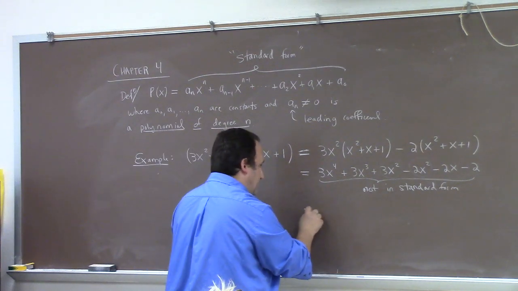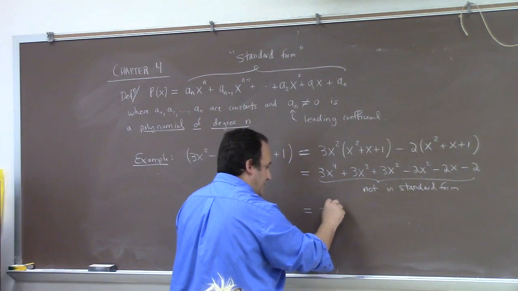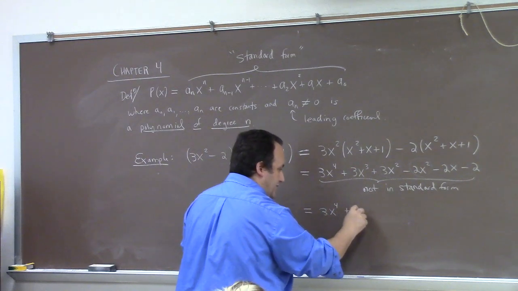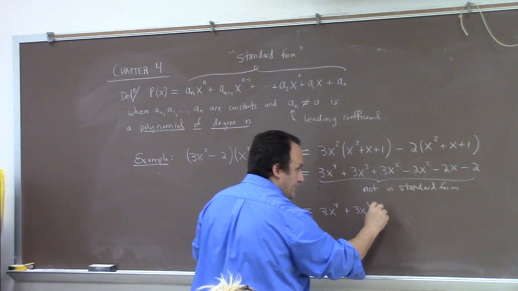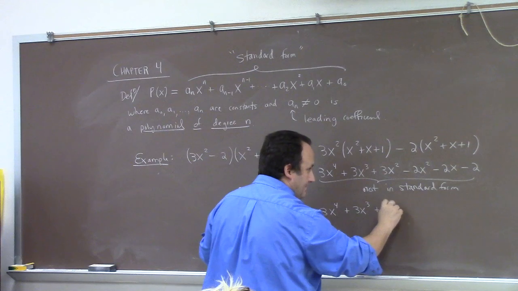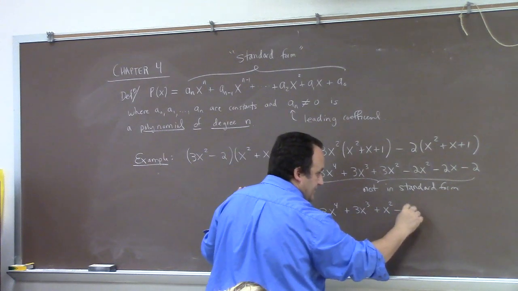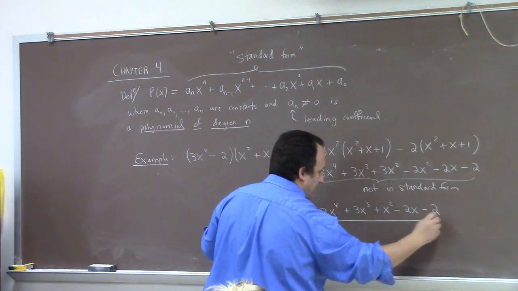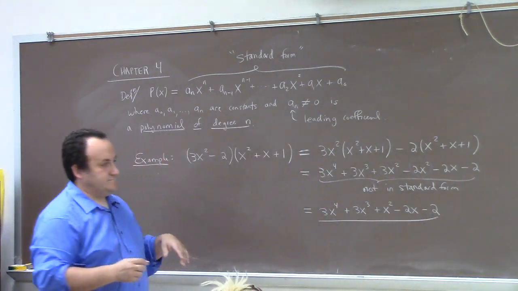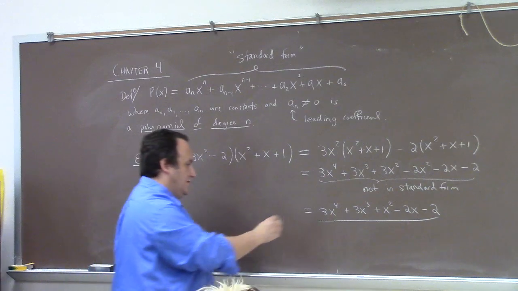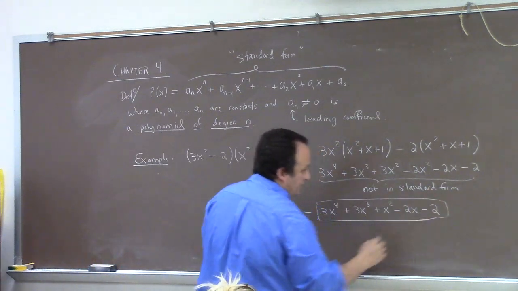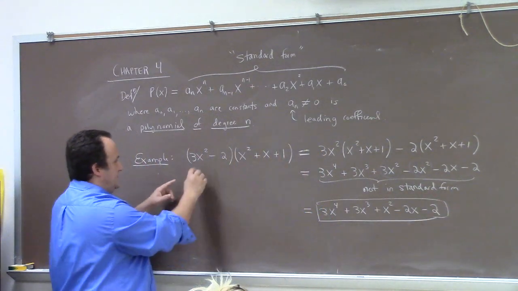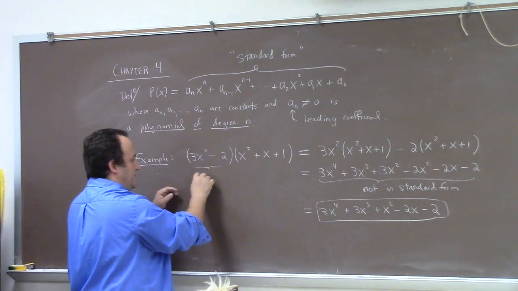Kind of funny, huh? 3x to the 4th plus 3x cubed plus x squared minus 2x minus 2. And there you go. That is in standard form. What we have just shown is, this is a what? This is degree 2.